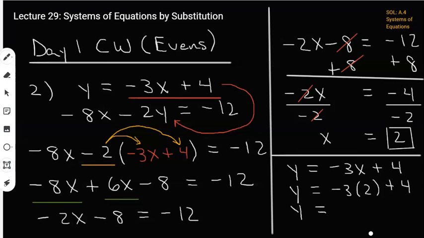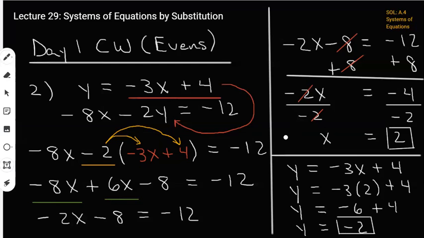Okay, so the first thing that I can do is multiply these two numbers together. Negative 3 times 2 is negative 6, right? But I still have to add 4 at the end. And when I do that, I get negative 6 plus 4. That's going to give me negative 2. And I'm going to put a box around that final answer, like this. Negative 2. So now we know what y is.